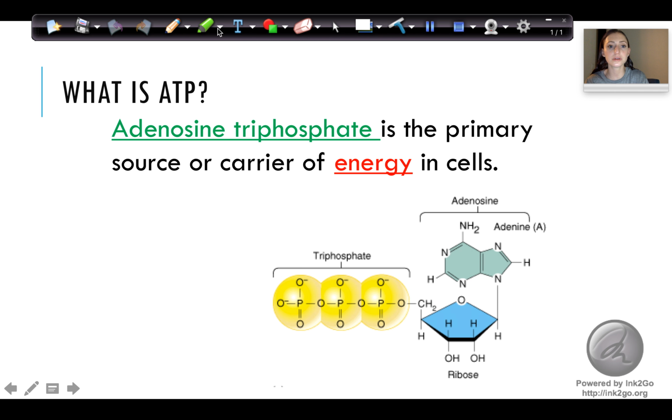So again, guys, all you need to get from this slide is that ATP, when you see it, is the same thing as energy to our cells. You do not need to worry about memorizing this.